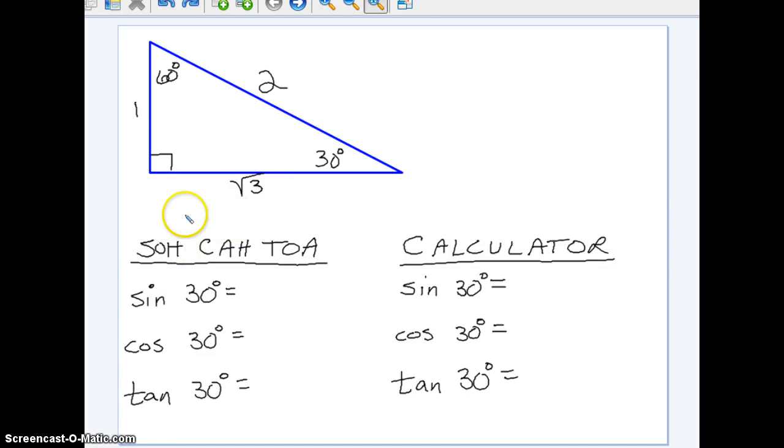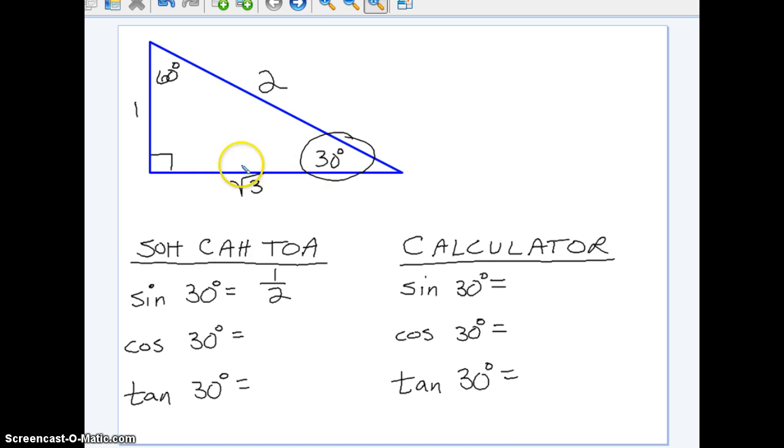From our previous work with trig functions, we know the term SOHCAHTOA tells us that the sine of an angle is the opposite leg over the hypotenuse. The cosine of an angle is the adjacent leg over hypotenuse, and the tangent is the opposite leg over the adjacent leg. So for this 30-degree angle here, the sine of 30 degrees would be opposite over hypotenuse, so it's going to be 1 over 2.